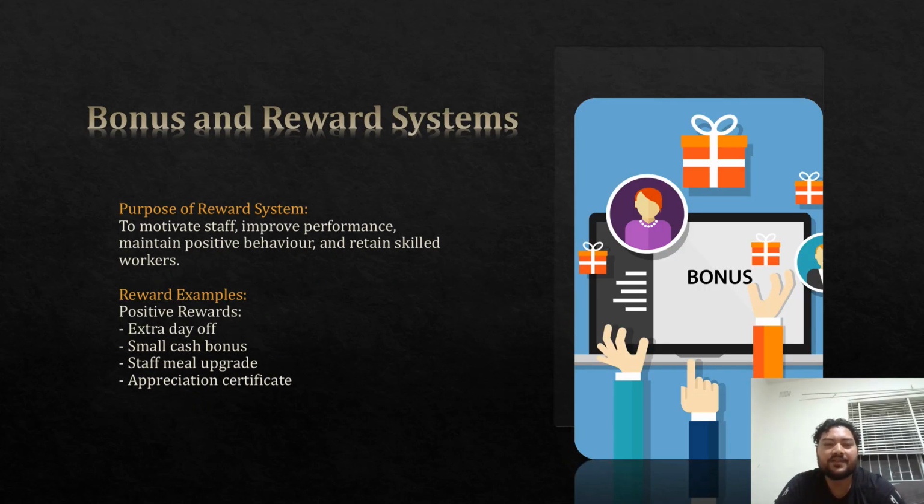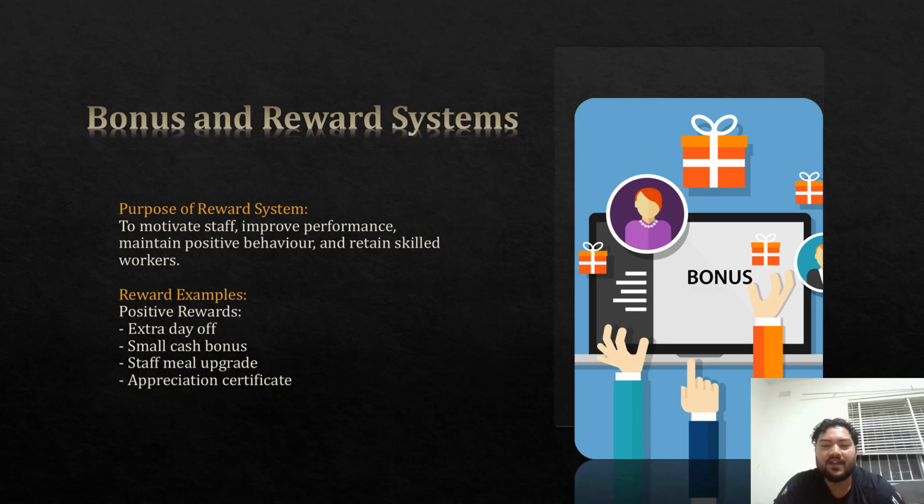Next is the bonus and reward system. Working in hospitality, we work very hard, every 12-hour shift, 8-hour shift. Being a chef or working in a kitchen is very hard. So if you manage as a head chef, we should also give rewards to the team so they feel happy and motivated and keep doing a good job. The purposes of the reward system are to motivate staff, improve performance, maintain positive behavior, and retain skilled workers. These are the reasons why you need a bonus and reward system.